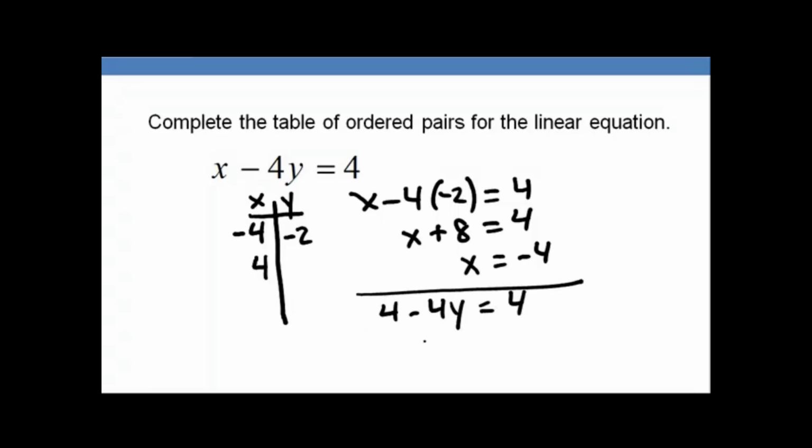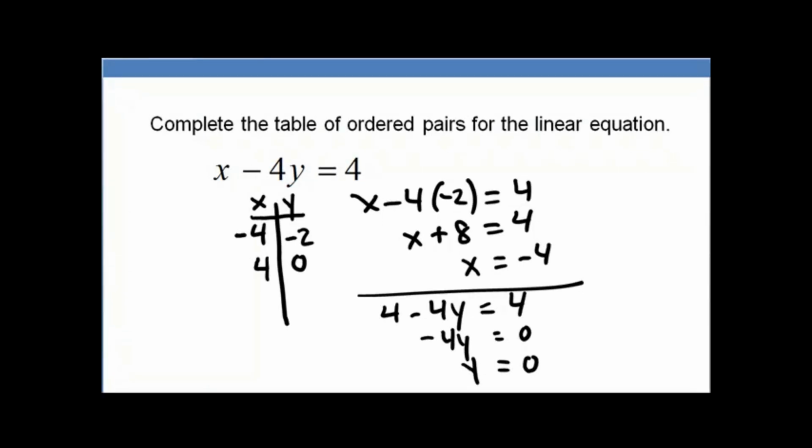And we subtract the 4 from both sides. And divide by negative 4. I'm out of room, so it's going to equal 0. But this is the same question we did on the previous screen, just written in a different format.